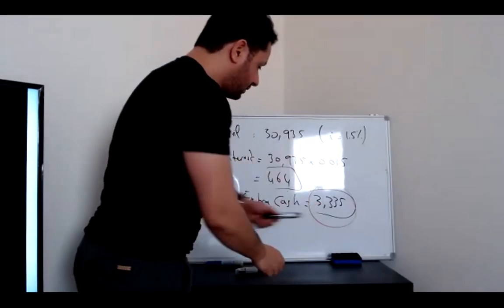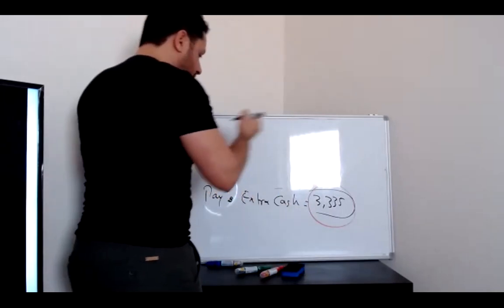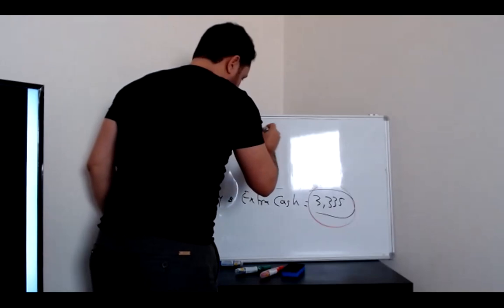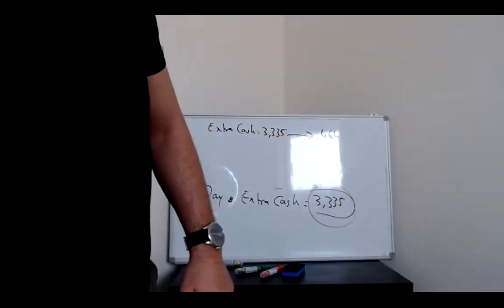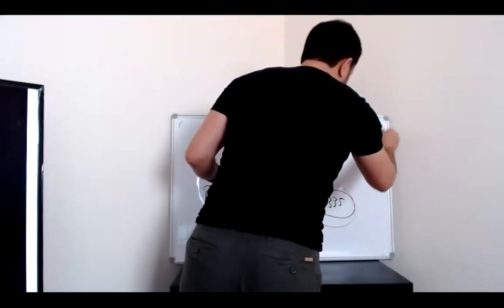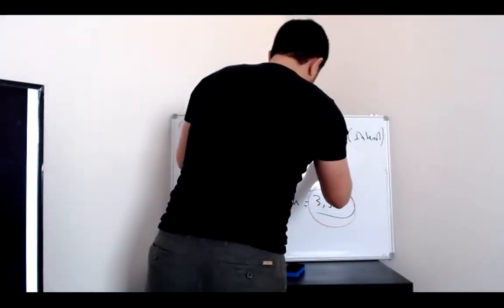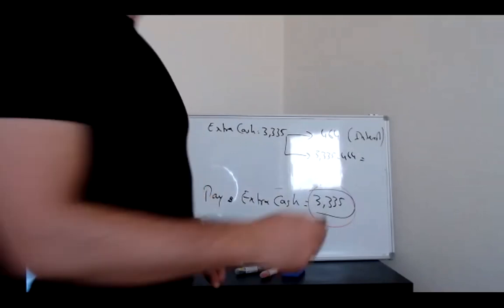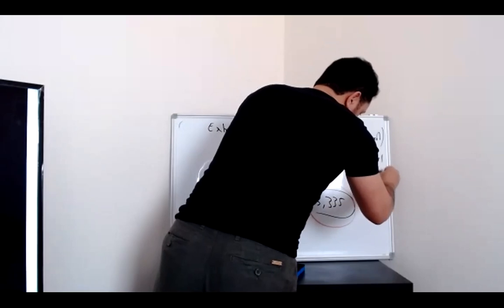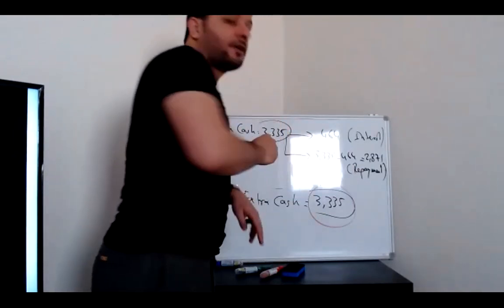So this extra cash that the firm has produced by the end of May will be used as follows. It will be used first to pay the interest, 464. So these are the interest. And the remaining part will be used to repay the debt, a part of the debt. So the remaining part is 3,335 minus 464 equal to 2,871. So this will be the repayment of the principal. So this is how we will use this extra cash.